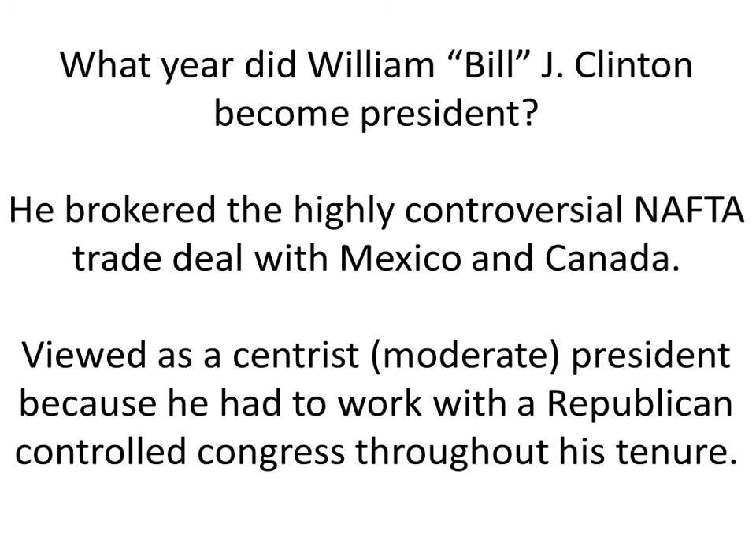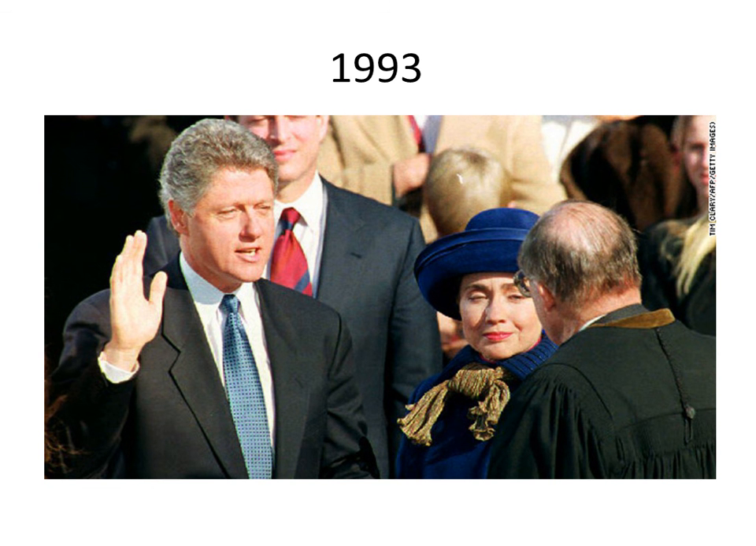What year did William Jefferson Clinton become president? Let's just call him Bill Clinton, since that's what everybody else calls him. He brokered the highly controversial NAFTA trade deal with Mexico and Canada. Viewed as a centrist, moderate president, as he had to work with a Republican-controlled Congress throughout his tenure. You guys are close. That's tough. You're going the wrong direction now. 93. Good job. 1993. That's Bill Clinton. See his wife Hillary.